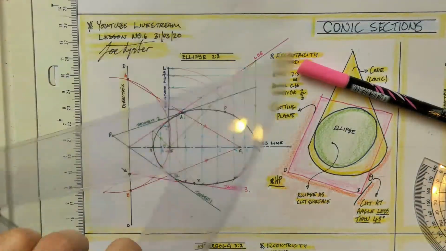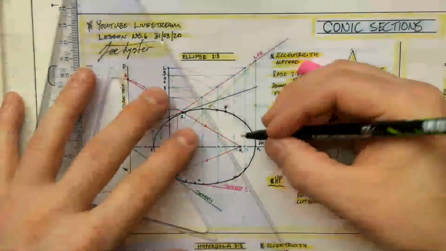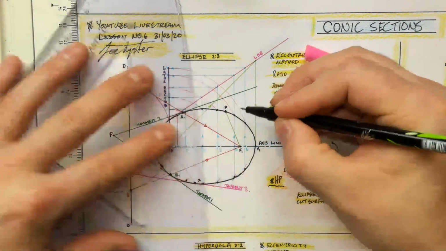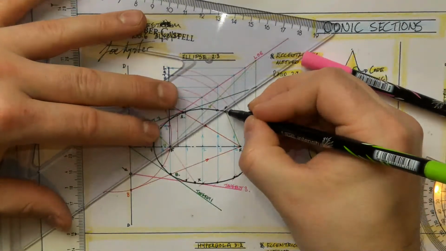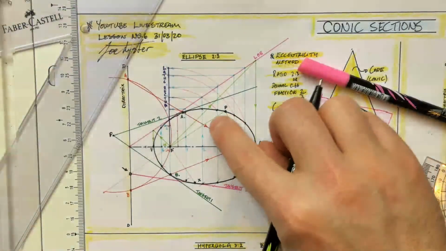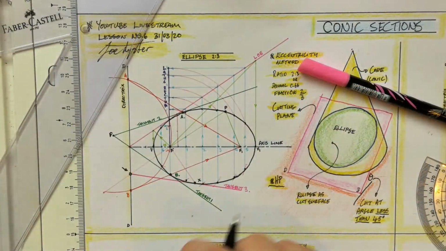Okay, I'm going to join F and P, F1 to P and F to P, okay. Now, this creates an angle for me. What I'm looking for here is I'm looking for the normal, okay?